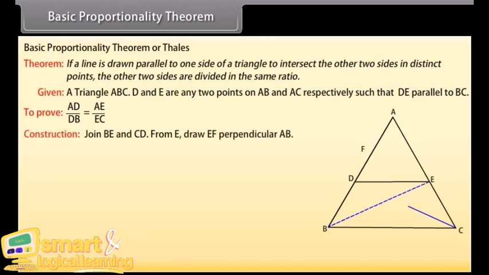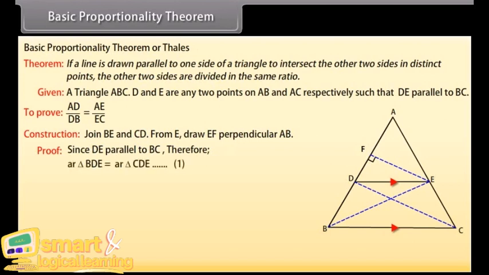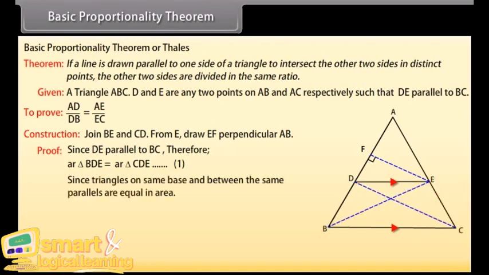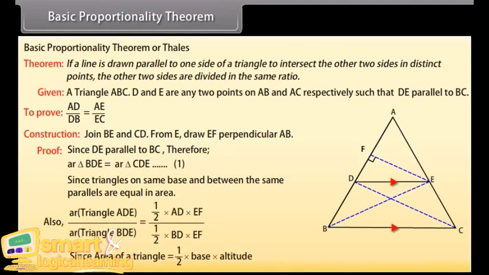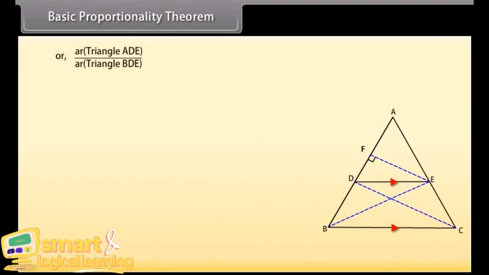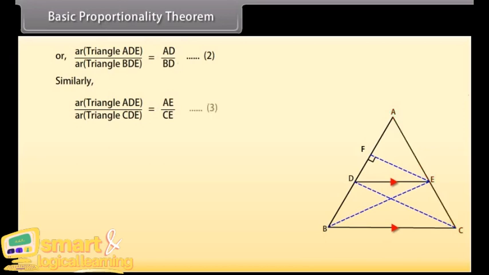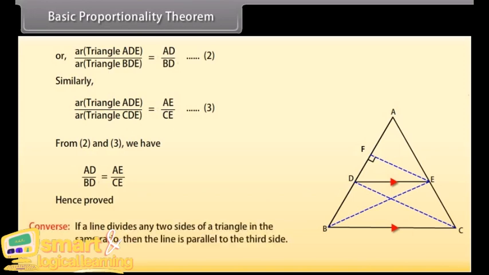Construction. Join BE and CD. From E, draw EF perpendicular to AB. Proof. Since DE is parallel to BC, therefore area of triangle BDE equals area of triangle CDE. Mark it as 1. Since triangles on the same base and between the same parallels are equal in area, and since area of a triangle is equal to 1 by 2 into base into altitude, area of triangle ADE upon area of triangle BDE is equal to AD upon BD. Mark it as 2. Similarly, area of triangle ADE upon area of triangle CDE is AE upon EC. Mark it as 3. From 2 and 3 we have AD upon BD equals AE upon EC, hence proved. The converse of this theorem is also true, which says that if a line divides any two sides of a triangle in the same ratio, then the line is parallel to the third side.